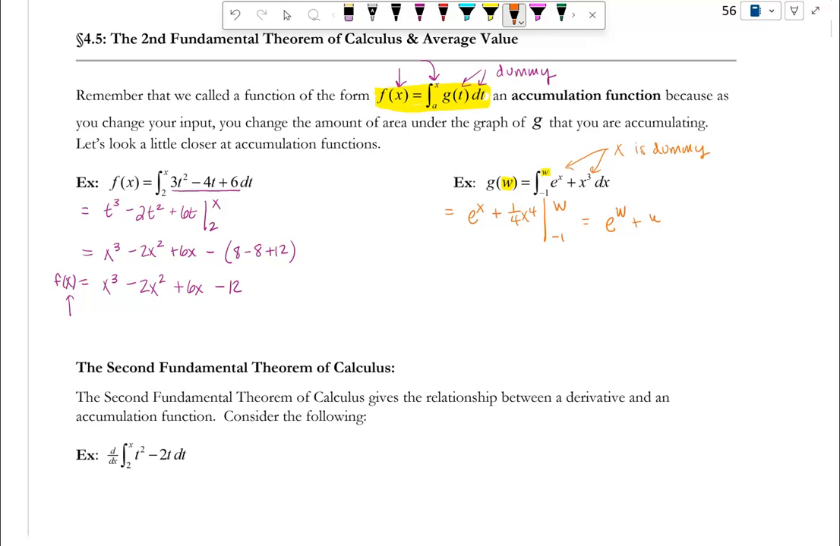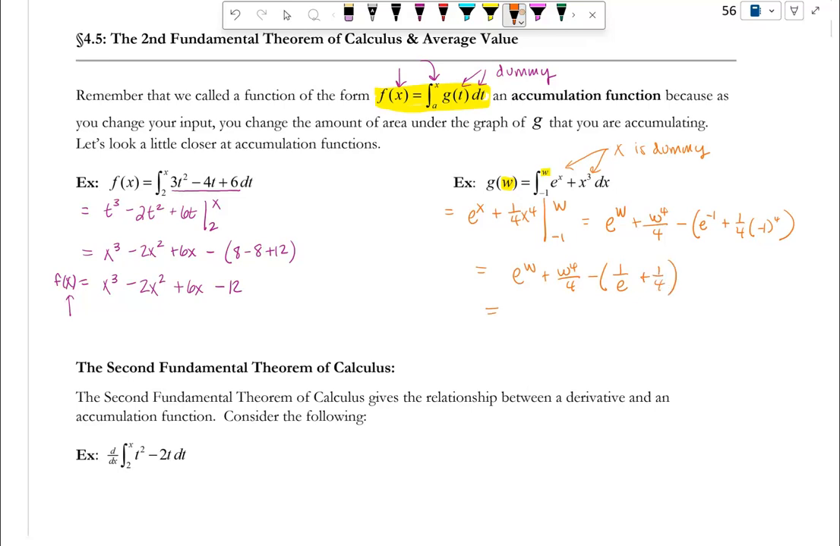So w to the 4th over 4, however you want to write that, minus, when I plug in my lower limit, e to the negative 1, plus, remember those parentheses are real important because I'm going to subtract the second term, 1/4 times negative 1 to the 4th power. So this ends up being e to the power of w plus w to the 4th over 4 minus, let's see, that's 1 over e plus 1/4.